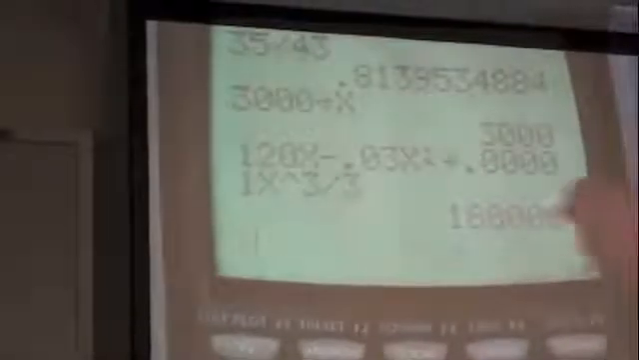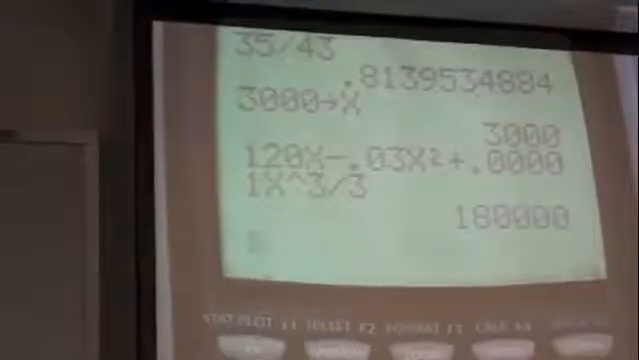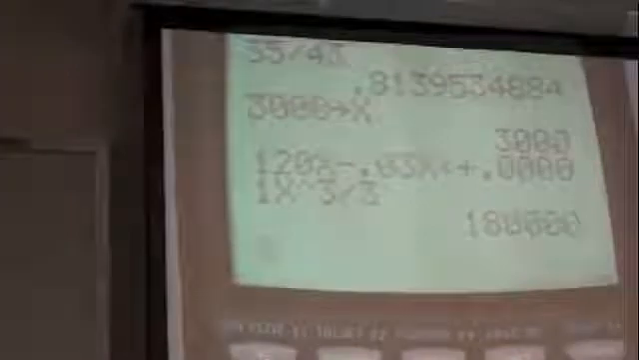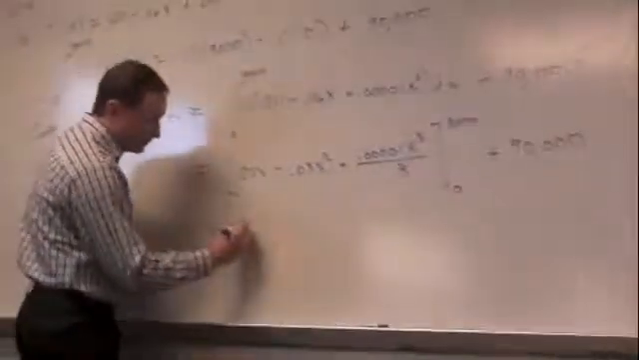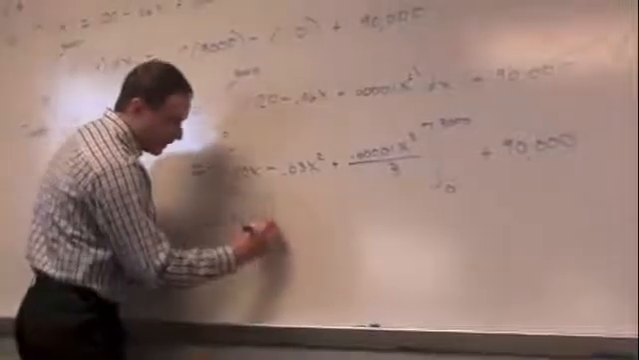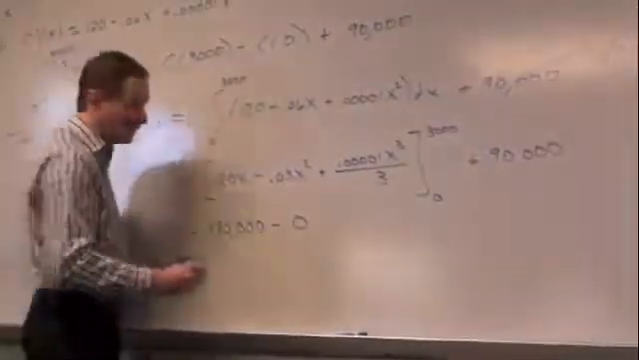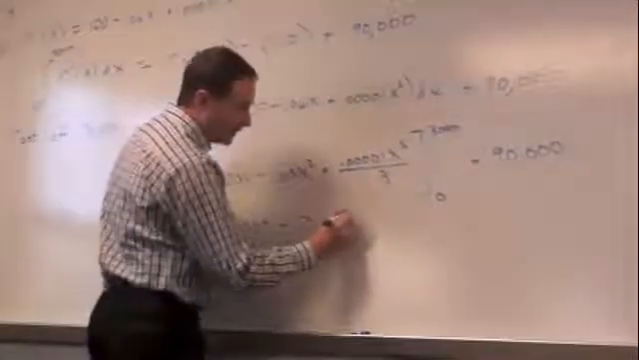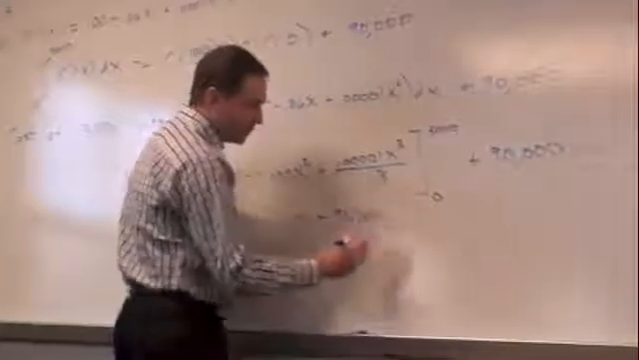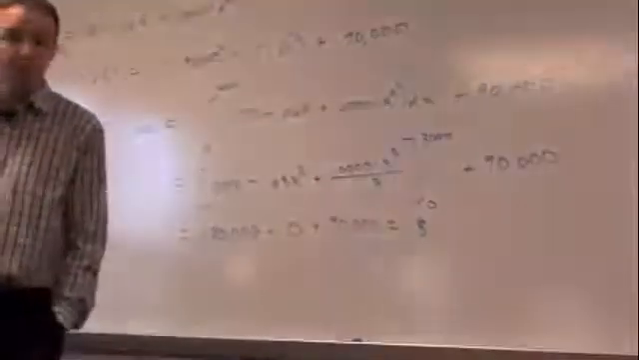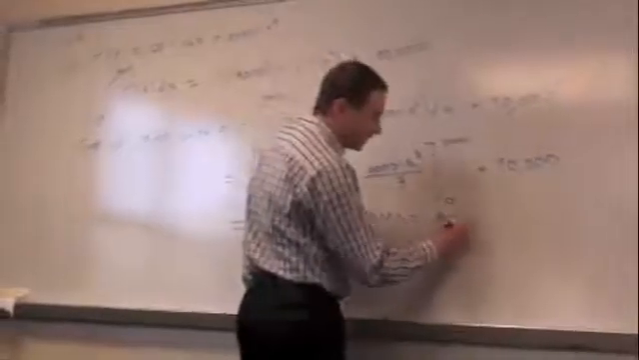So at 3,000 I get 180,000. I already know this evaluated at 0 is 0. So I'll get 180,000. I'll go ahead and show minus 0, just so you don't think I forgot about the lower limit, plus my 90,000. So I know that the cost of producing the first 3,000 units is going to be $270,000.